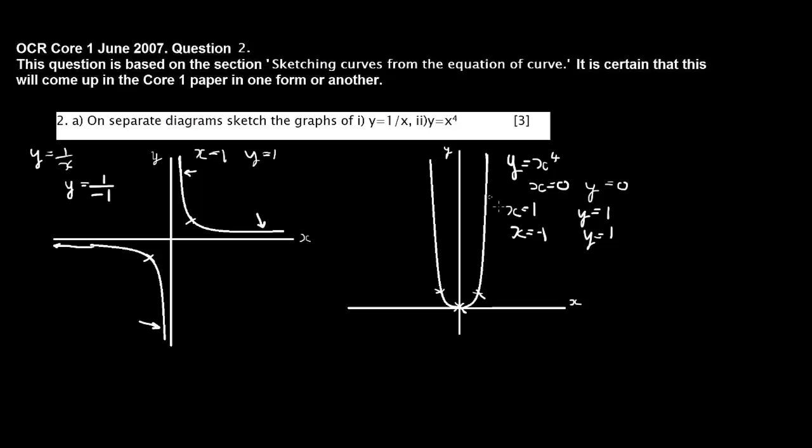Then as x gets bigger, y gets bigger and bigger. So for instance, when x is 2, we can see that y is 2 to the power 4, which is 16, up here somewhere. When x is minus 2, y is 16. And as x gets bigger, for instance, when x is 3, we can see that y is 81. So we've got this curve here. So that's the curve of y equals x to the power 4.